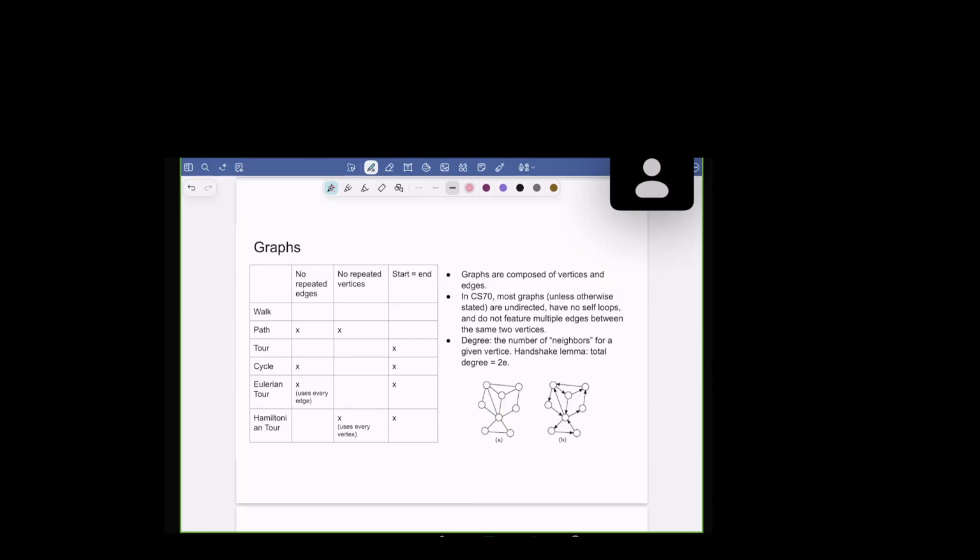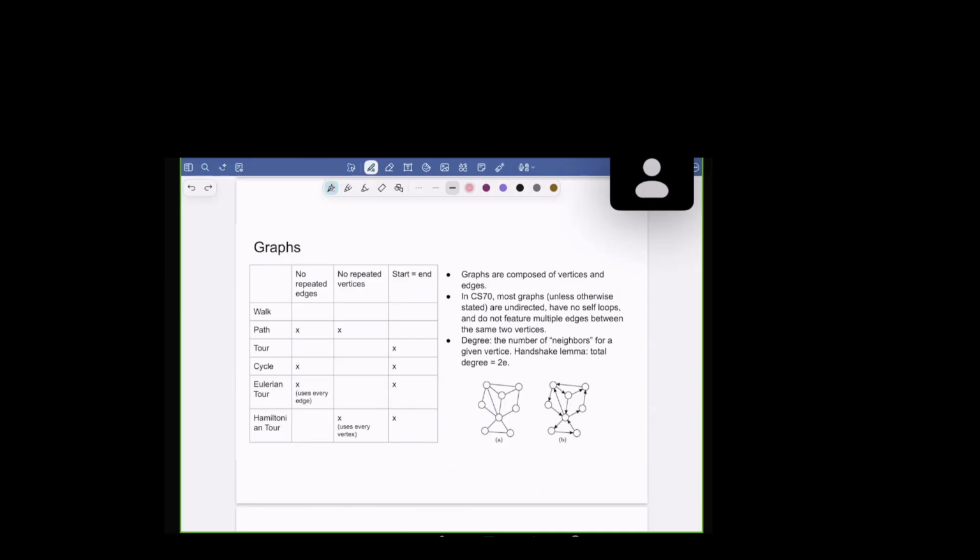All right, and then in general, in CS70, the graphs, unless stated otherwise, are undirected, which means they don't have arrows unless the problem explicitly tells you that we have a directed graph. And it doesn't have any self loops. A self loop is a vertex that has an arrow going back into itself. I don't think any questions I've ever seen in CS70 has had a self loop. There will also not be multiple edges between the same two vertices. So only one edge between any pair.